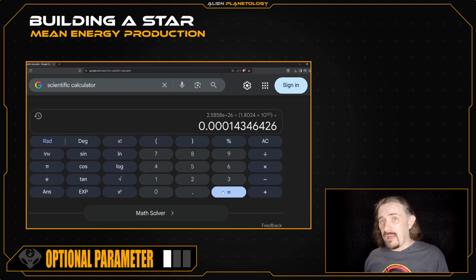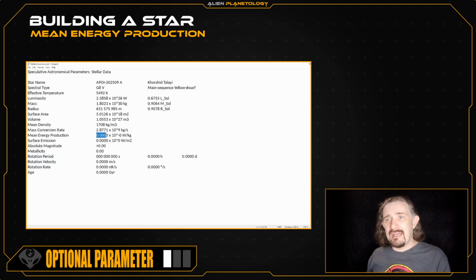Pressing equals, I once again get a value that is not in scientific notation like I want it to be. But instead of being a very large number, this is a very small one. So this number will be multiplied by 10 raised to a negative value. To find that value, I can simply count the number of zeros in front of my number, which in this case is 4. So my star's mean energy production is equal to 1.4346 times 10 to the negative 4 watts per kilogram.